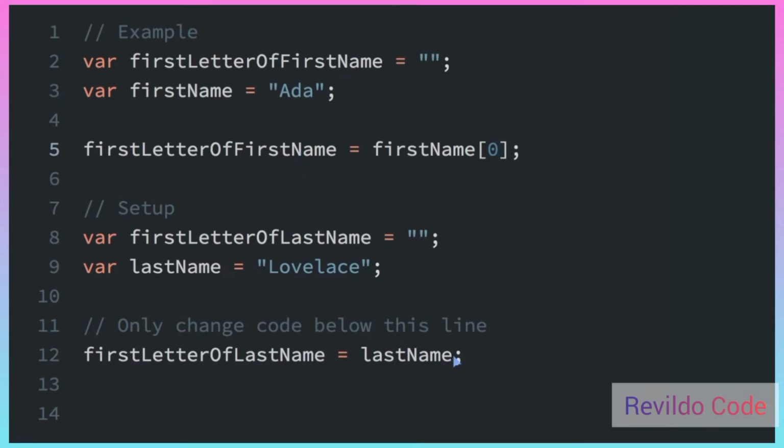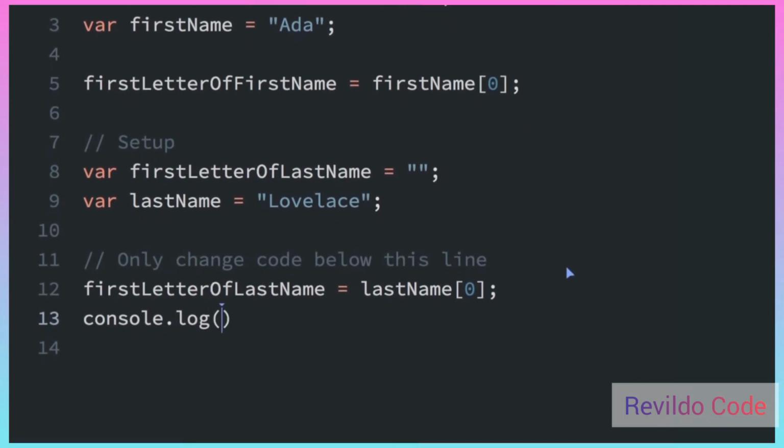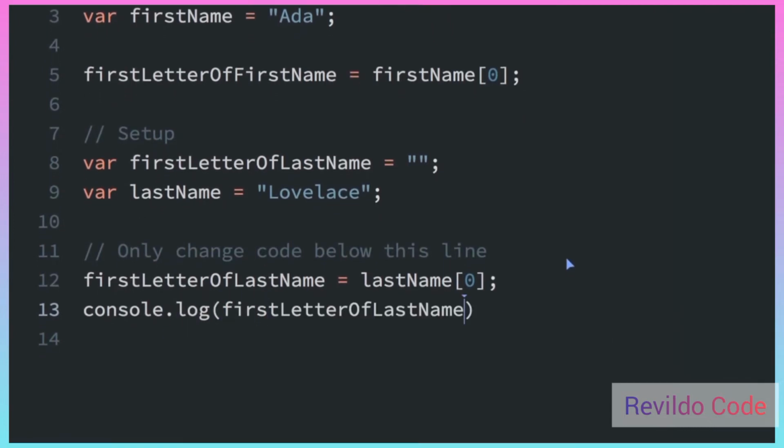So let me show you another example. Let's say we want to get the first letter of the last name. Again, I'm just going to do the bracket notation and put a 0 here. If I wanted the second letter, the O, I would put a 1 here. So if I console.log, we can see what it came up with. So console.log, first letter of last name. And if we look in the console, L, because the first letter of the last name is L.